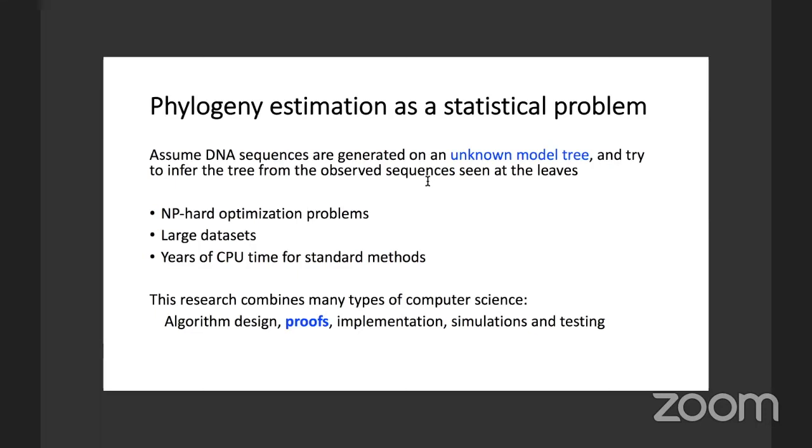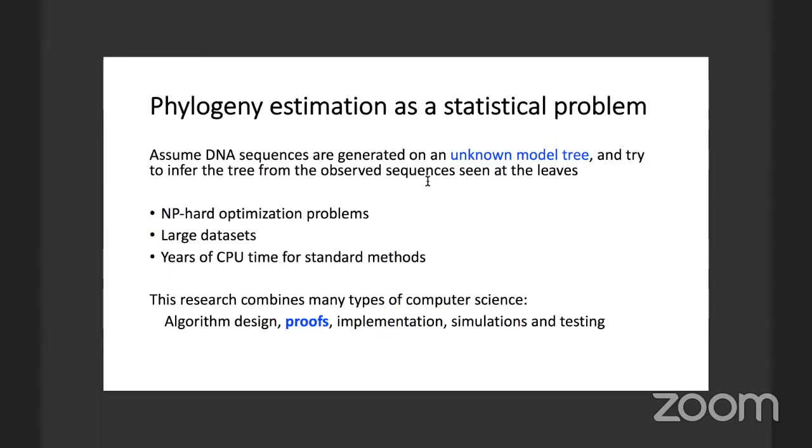So you can formulate this as a maximum likelihood problem. That's NP-hard. You can use distance-based approaches. You can use parsimony, which is basically a non-parametric approach. Lots of different methods. Everything that's worth doing because it gives good accuracy is NP-hard.